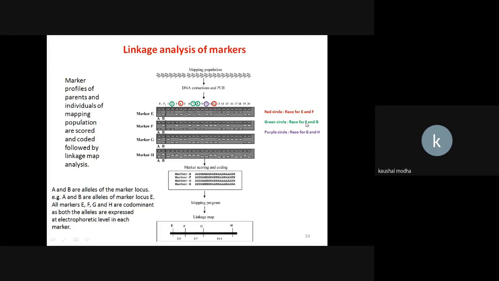If you want to observe the recombinants for F and G from this profile, I have given the colors. You can observe that. The purple circle indicates a recombinant for G and H. Likewise, the recombinant individuals are identified for all marker loci, and we can prepare the molecular marker map. Along with the marker data, we have also given the phenotypic data to the software. The software will associate this marker map data with the trait value, and that's how we will be able to know whether a marker is linked with the QTL or not. So first we prepare the molecular marker map, and then we associate this marker map with the quantitative data.